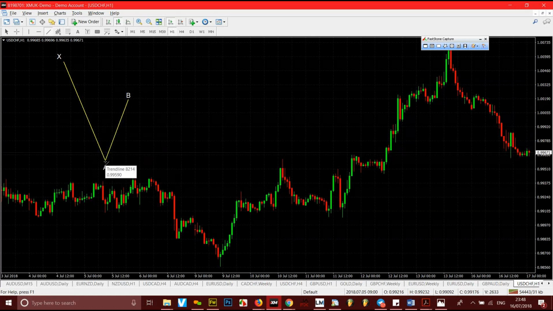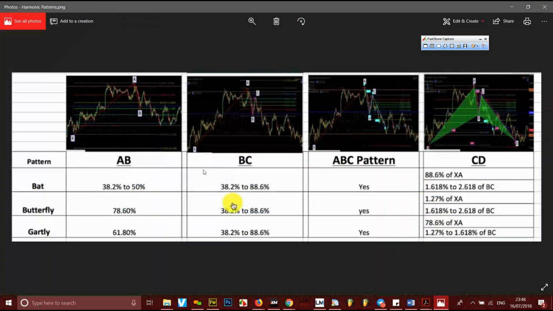The C leg is the pullback of this. Remember, if this was an impulse, you're looking for the pullback. Pullback will normally be like this. The same thing with this. This is impulse, pullback will normally be like this. A drop, then a pullback. This one, an impulse, then a pullback. So we're looking for the pullback, which is your BC, which is where you have BC here. So it must be between 38 and 88.6.